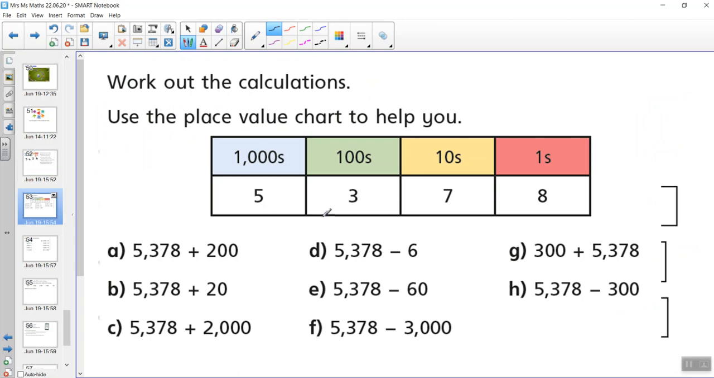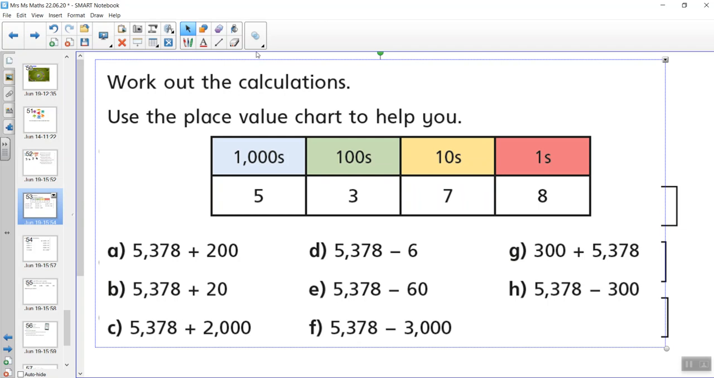So we're going to try the same again. Work out the calculations, use a place value chart to help you. So I've got 5,378 and we've got these calculations to try. So again, you're going to pause the video and have a go. Then when you're ready, we'll have a look at the answers. Okay, so we've paused the video. You've had a go at it. Let's have a look at the answers.